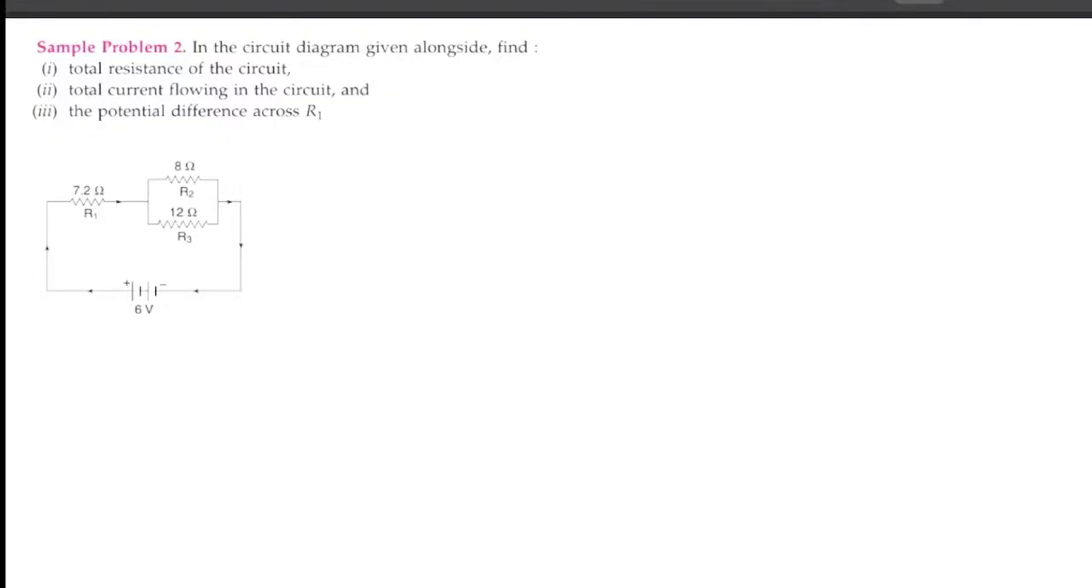You can also calculate the potential difference across other resistances as well, that is R2 and R3. This is the type of question which is being asked. And let me remind you, this is one of the most important questions from your examination point of view. And I have lots and lots of questions for you, even more complicated than this.